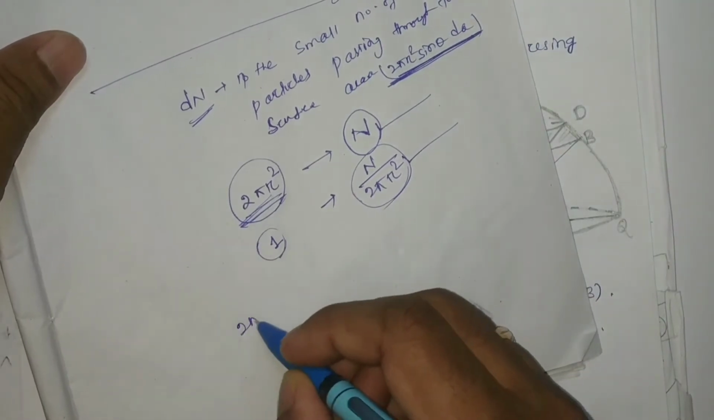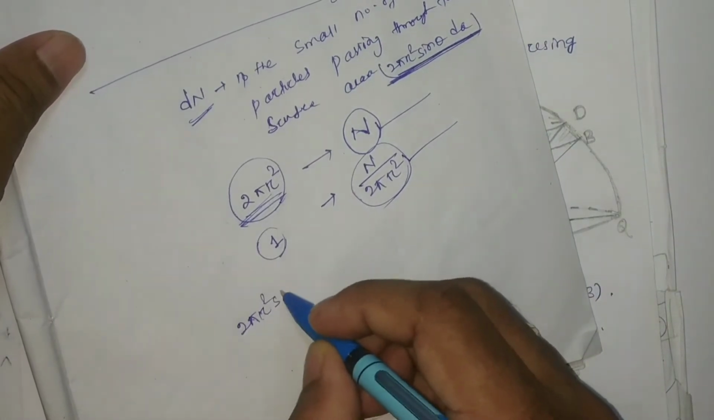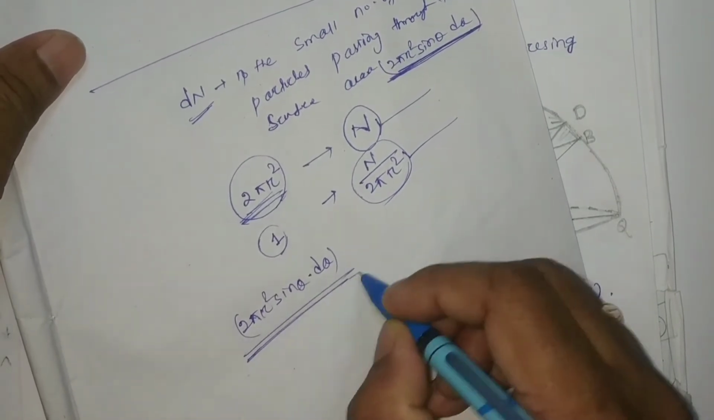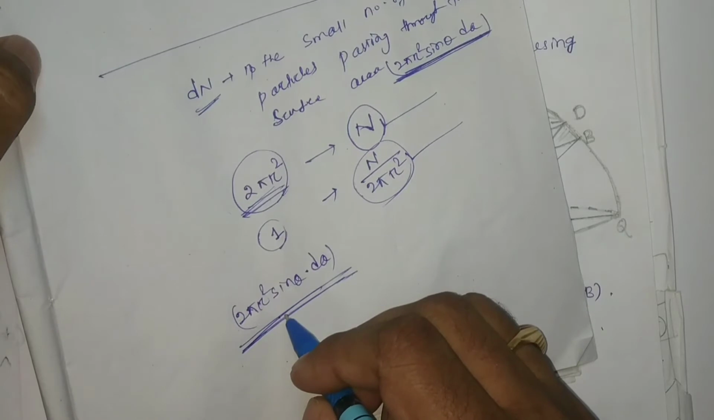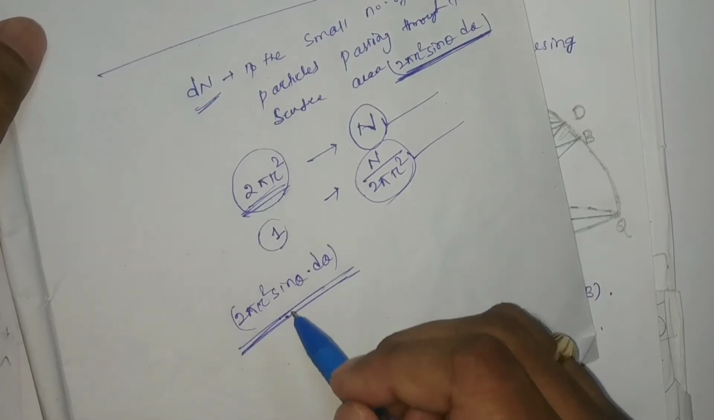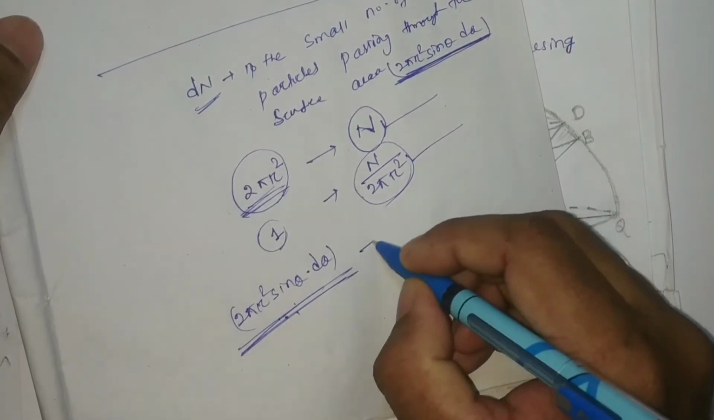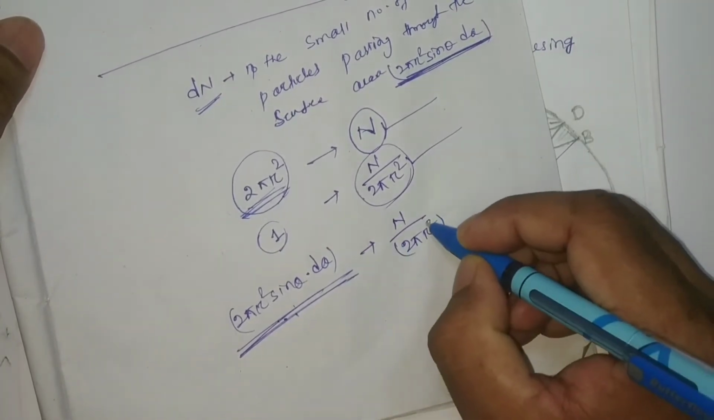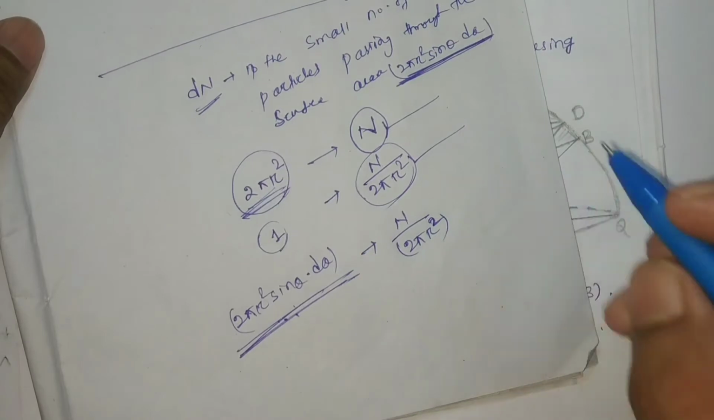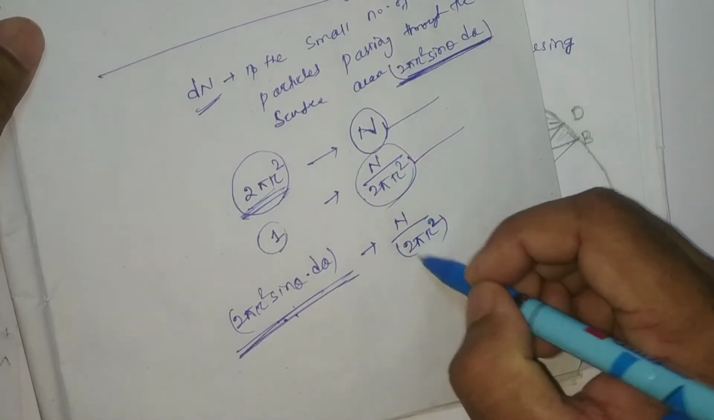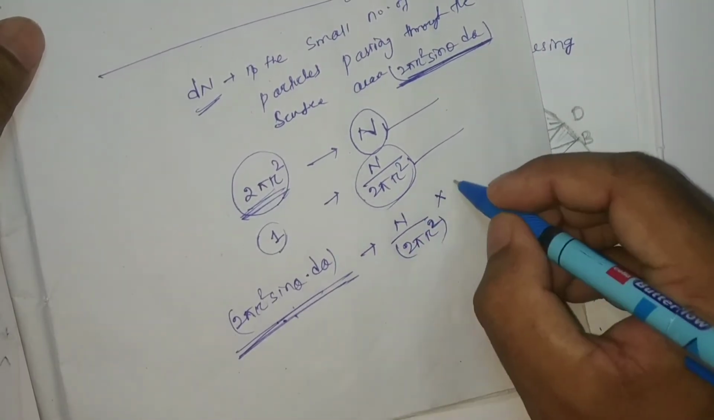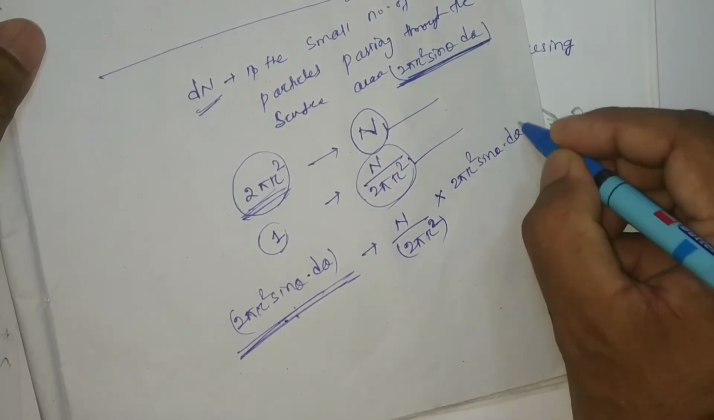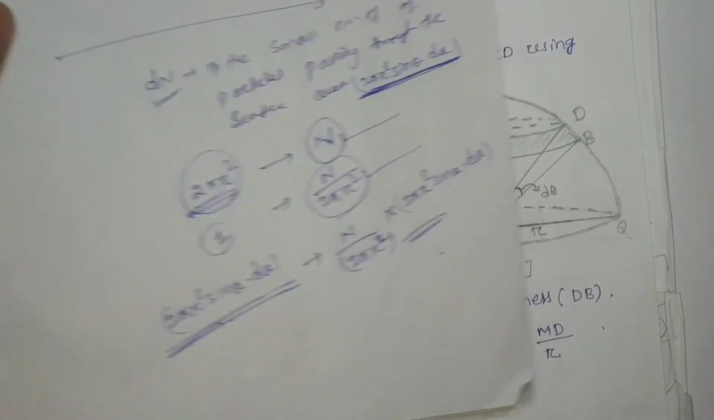Through 2 pi r square sin theta d theta, which is the surface area of the elemental ring, how many beams or photons are going to pass through? N by 2 pi r square into 2 pi r square sin theta d theta. The same thing has been written over here.